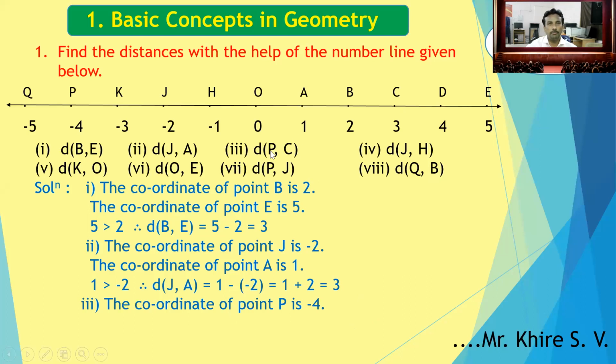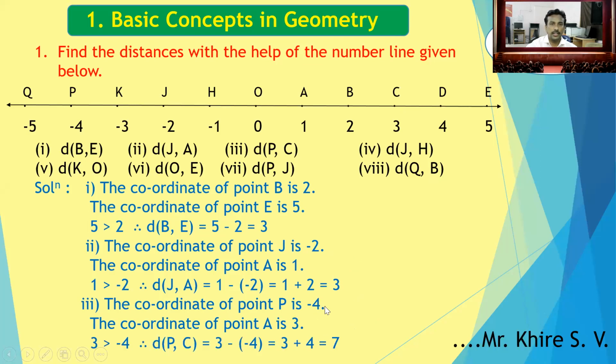The third example is distance PC. The coordinate of point P is minus 4 and the coordinate of point C is 3. Here 3 is greater than minus 4, therefore distance PC is equal to 3 minus minus 4. Then we get 3 plus 4, since minus minus becomes plus. 3 plus 4 is 7, therefore distance PC is equal to 7. Understood?